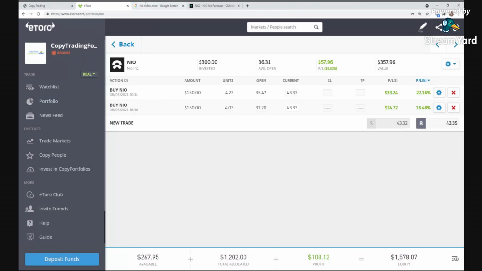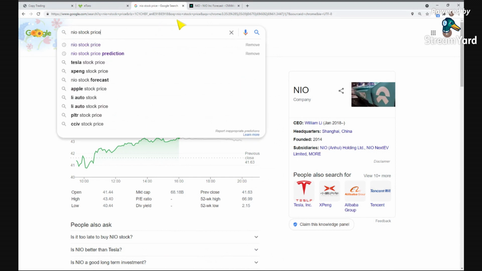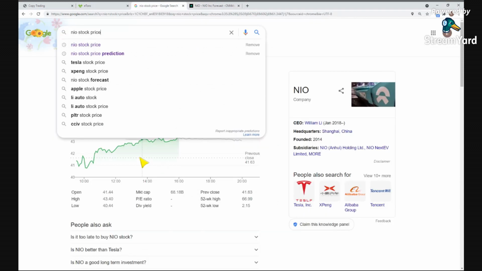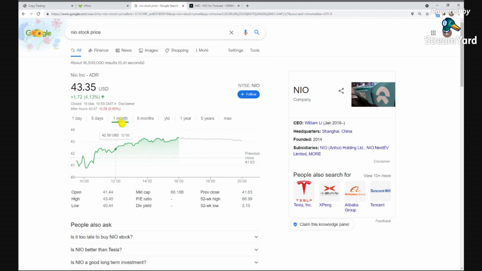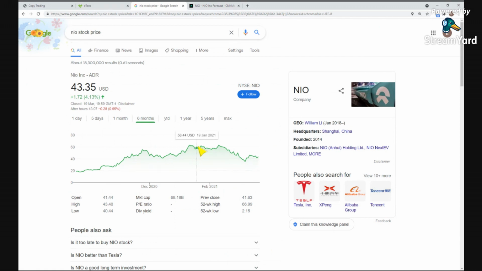I come in here to Neo and I can see that I bought it at 35.47 and 37.20, two different prices there. I go to Neo stock price and put in prediction, and the first result will be CNN. The price the analysts expect over the next 12 months is 69.60. So I go to the price chart here and see if it hit that in the last month. No. Did it hit it in the last 6 months? No, it didn't hit it, but it averaged around 62.70 here.